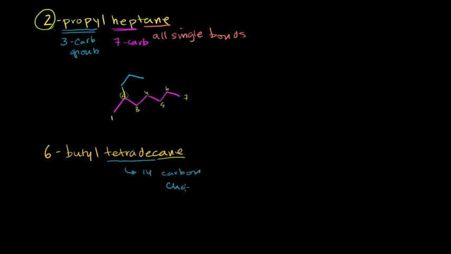So let's draw that. So 1, 2, 3, 4, 5, 6, 7, 8, 9, 10, 11, 12, 13, 14-carbon chain. And if we number them, 1 through 14, this tells us that the sixth carbon will be a butyl group. So let's see, the sixth carbon is right here. And butyl, and you should memorize this, methyl is 1, ethyl is 2, propyl is 3, butyl is 4. So we have a 4-carbon group.